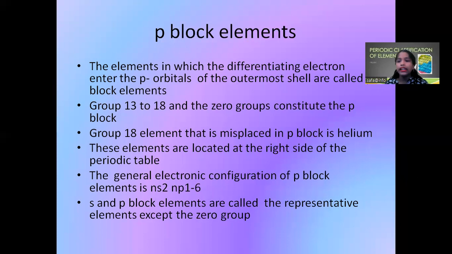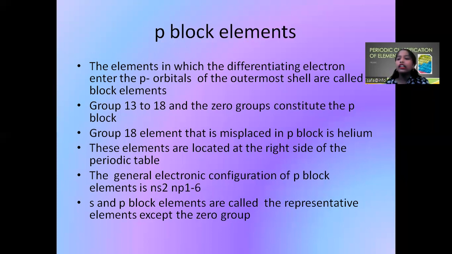We will think about it in our mind. So why? Because of its properties. Helium has the property of noble gases, as it is a gas, and it constitutes the zero group. So that's why it comes under the p block elements. As you know, p block elements are group 13 to 18 and zero groups. So helium also has some properties of p block elements, but not in electronic configuration. But in properties like the zero group, it comes under the p block element. So it is kept under the p block elements only.